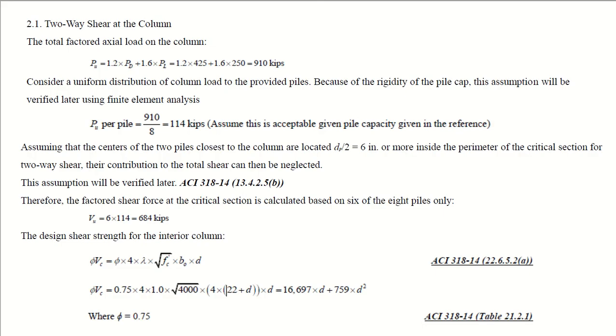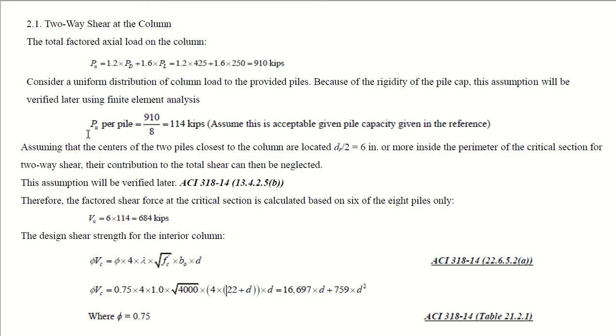Number one, two-way shear at the column. The total factored axial load on the column Pu is equal to 1.2 dead plus 1.6 live. You know the values for the dead and live. So putting the values, it gives you a total of 910 kips of factored load. Consider a uniform distribution of column load to the provided piles, because of the rigidity of the pile cap. This assumption will be verified later using a finite element method.